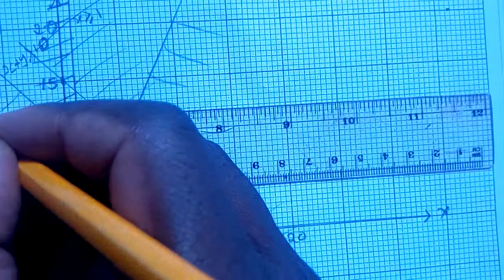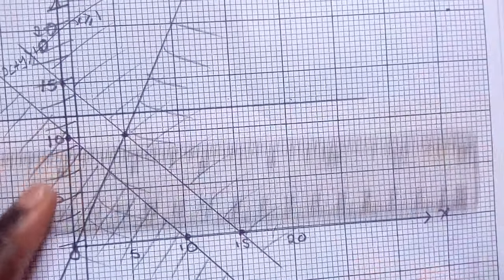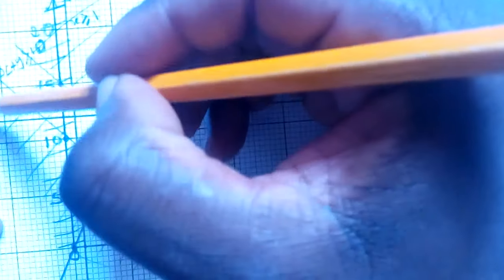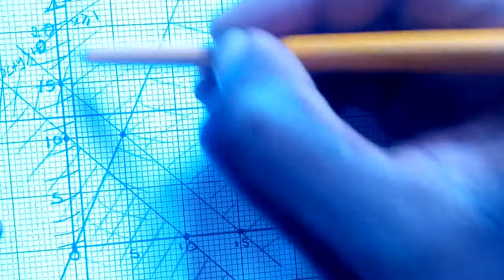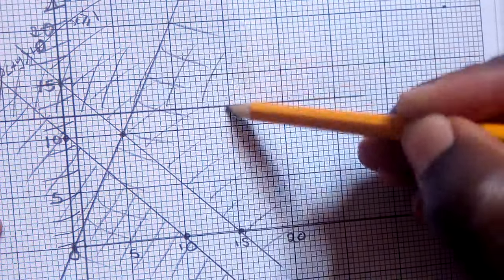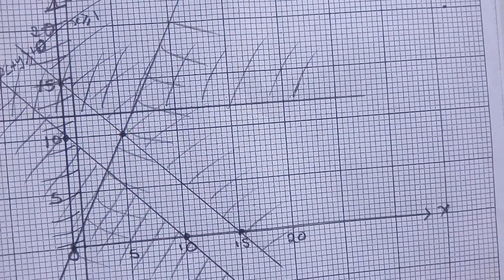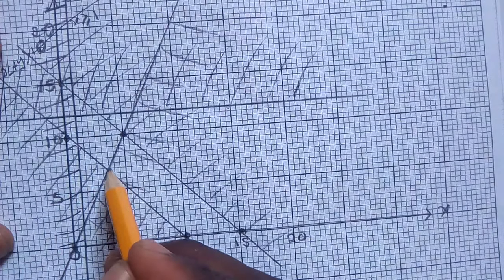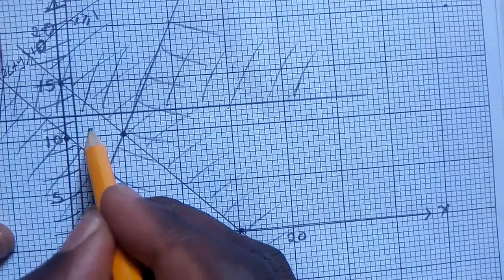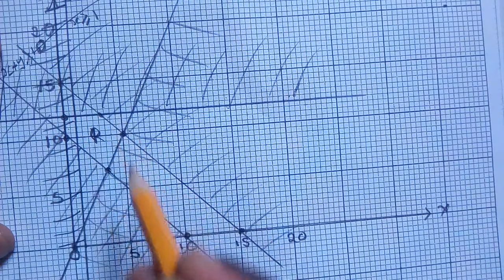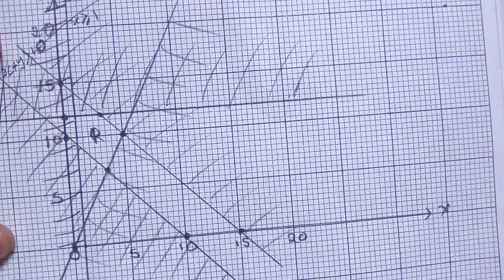So make sure your drawing is nice and neat. So where are we shading? Here, the unwanted part, the top part. All right, so we now know our R is here. This is our R.